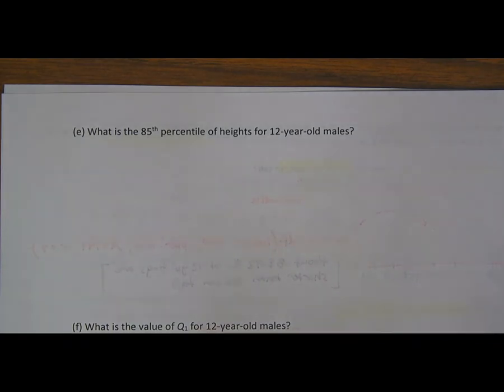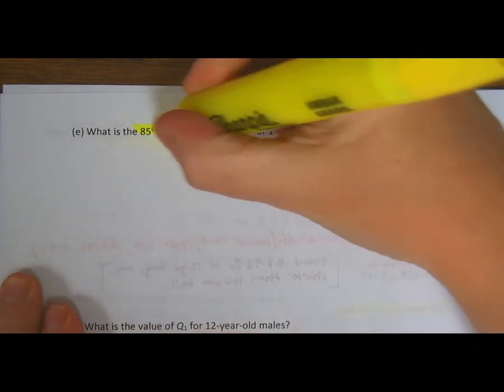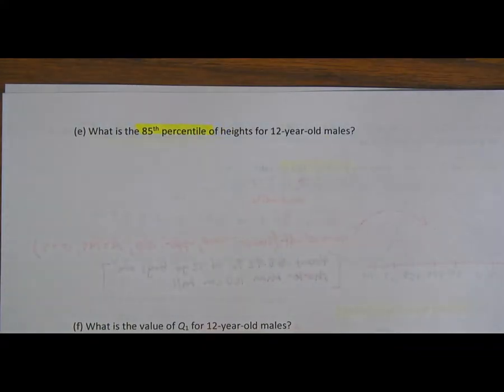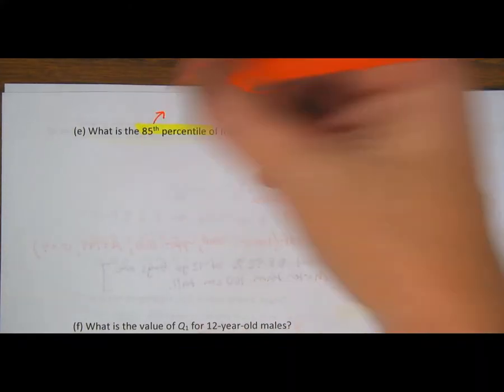All of a sudden, it asks us something completely different. It says, what is the 85th percentile of heights? So pause. Let's reverse back to the last lesson. What does being at the 85th percentile of height mean about your height in relation to all the other heights? You're pretty tall. You're taller than 85% of other boys your age. Okay, so it's really giving you a percentage.